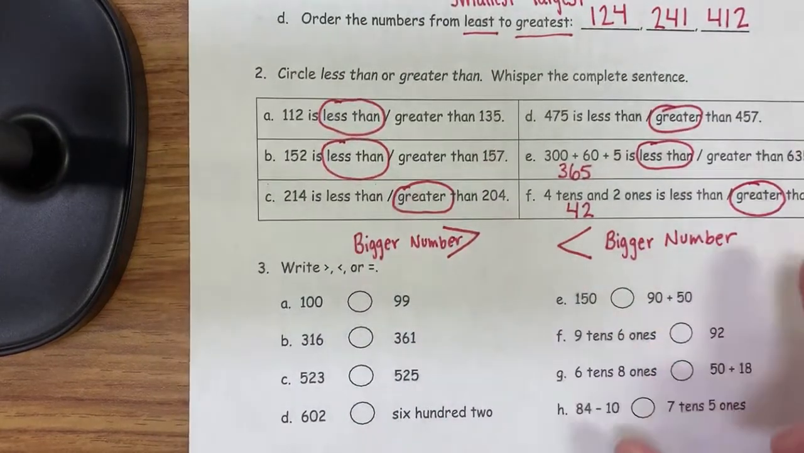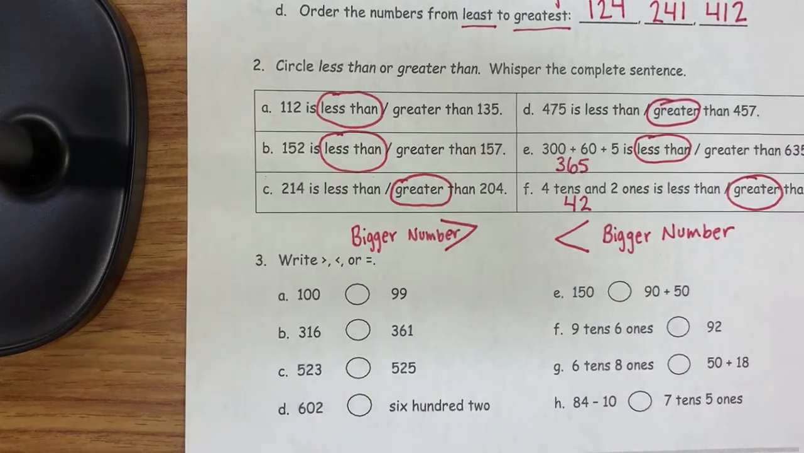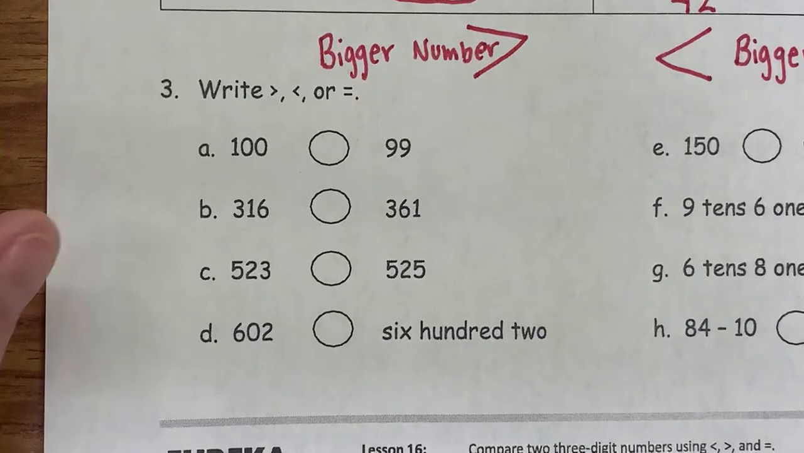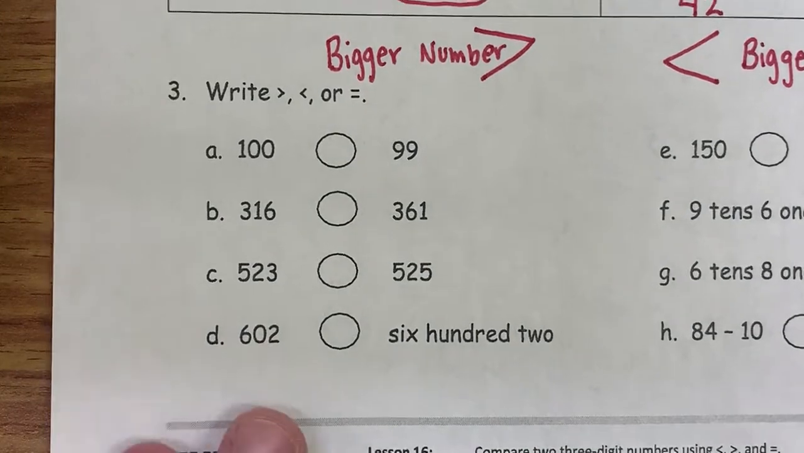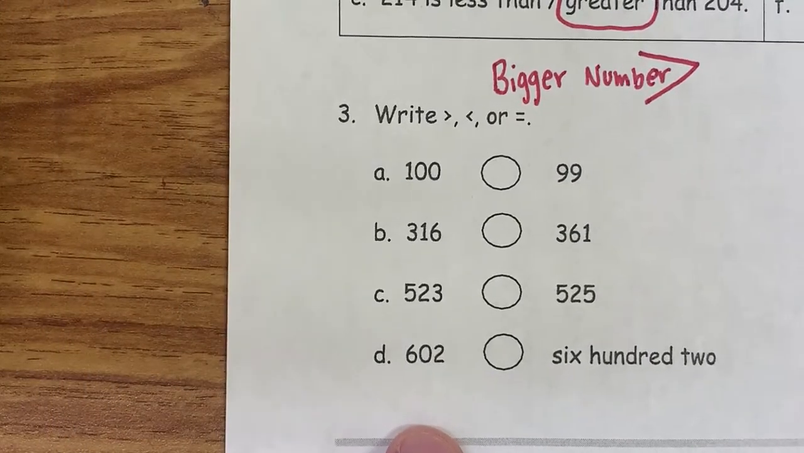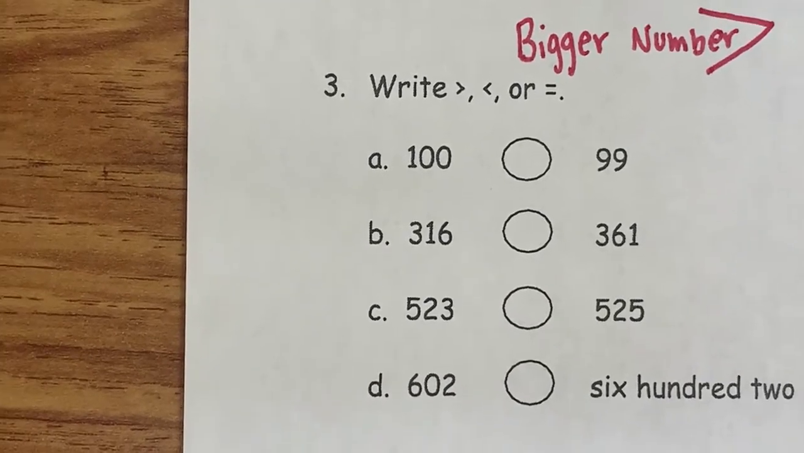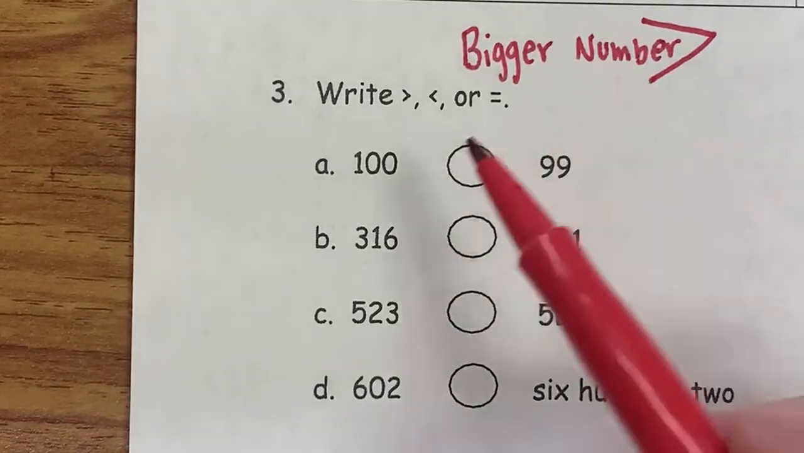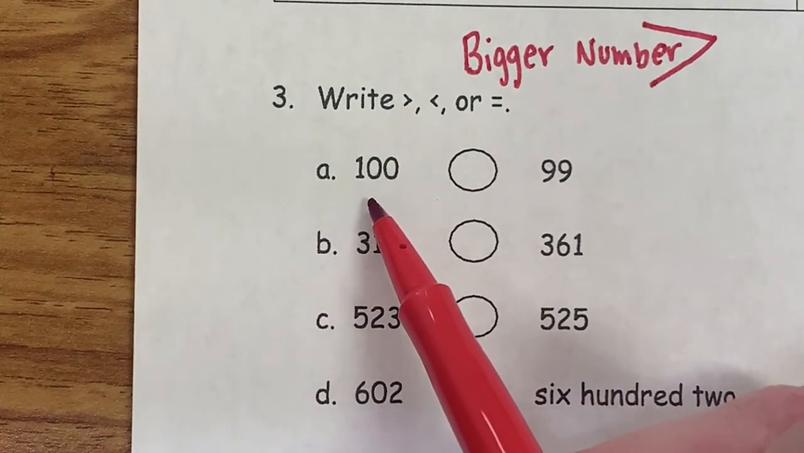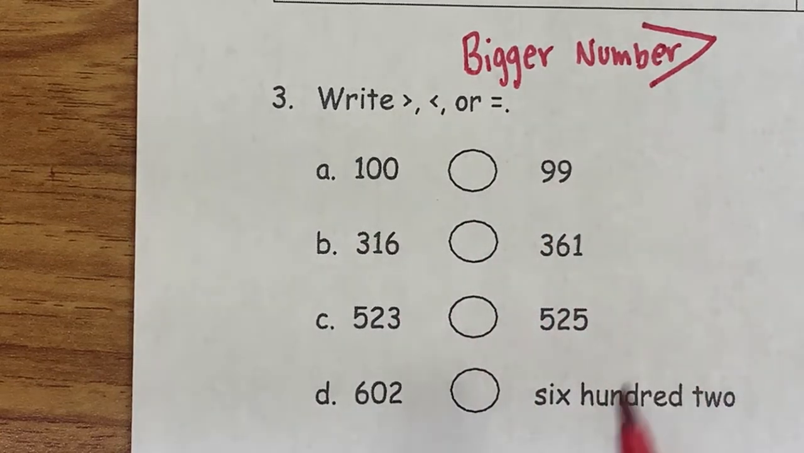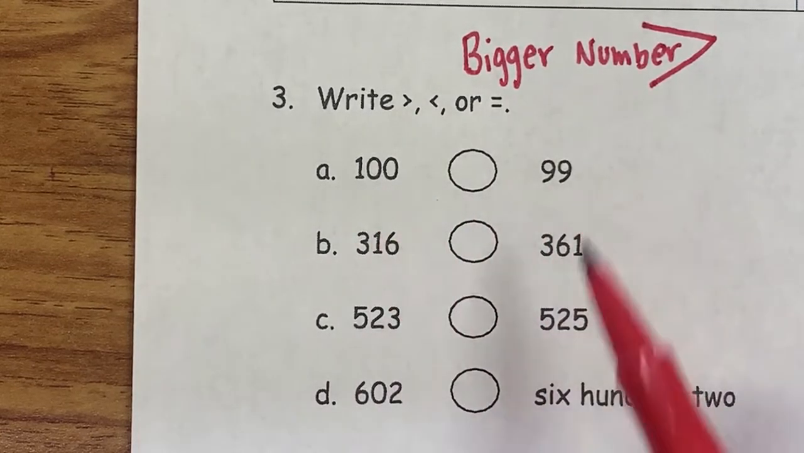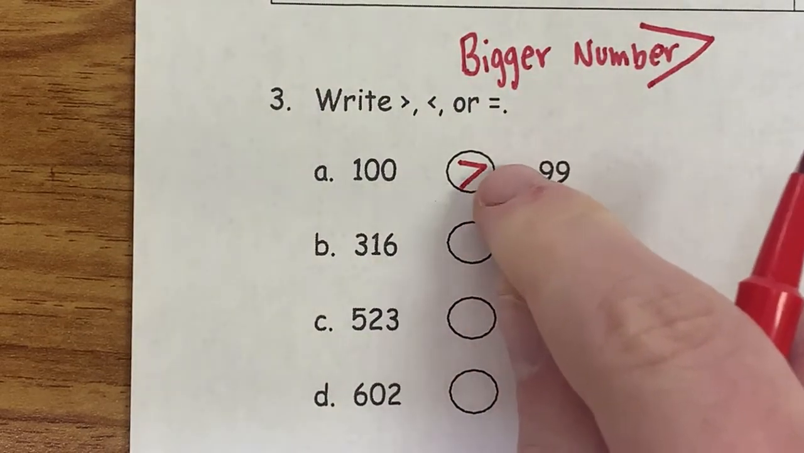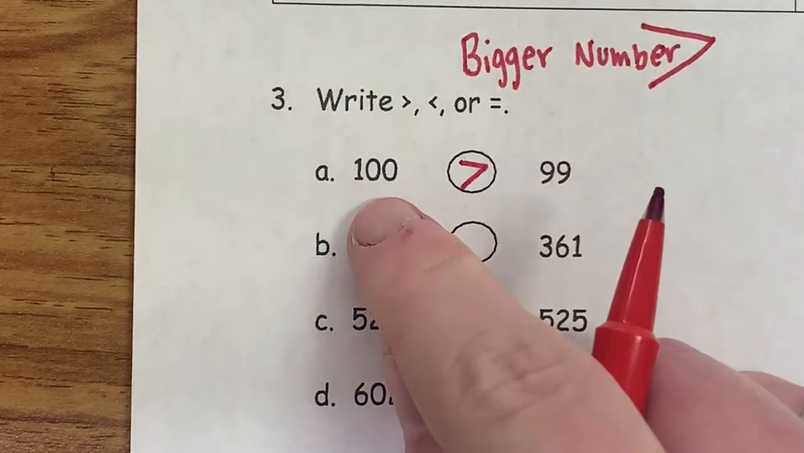All right, now for number 3, it is asking us to write the greater than, the less than, or the equal sign for these. So let's focus on these 4 for right now. All right, so A, we have 199. So we know 100 is 1 more than 99. So remember, we want the open side to be pointing towards the bigger number.